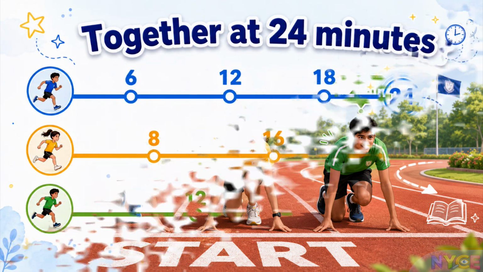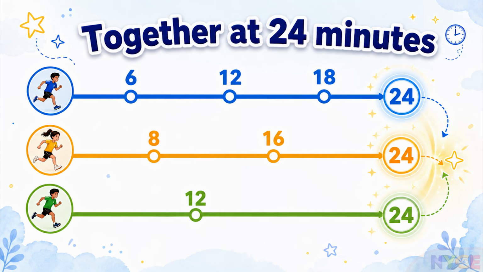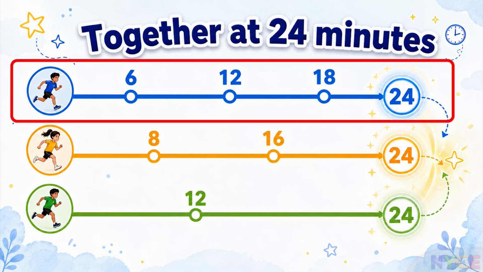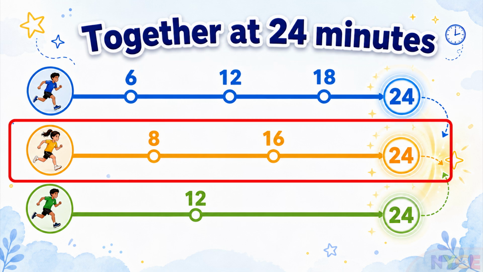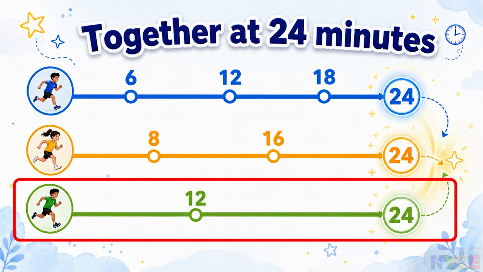The question is, when will all 3 runners reach the starting line together again? Let us list the return times. Runner A returns after 6, 12, 18, and 24 minutes. Runner B returns after 8, 16, and 24 minutes. Runner C returns after 12 and 24 minutes.